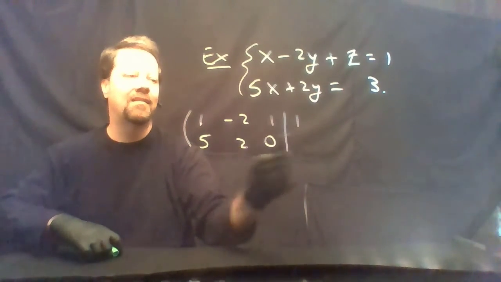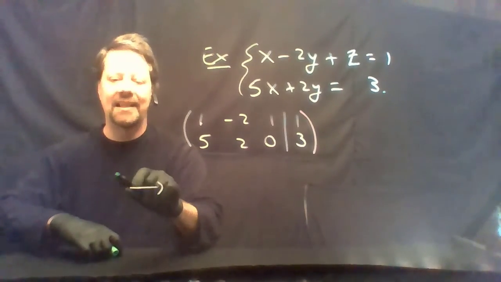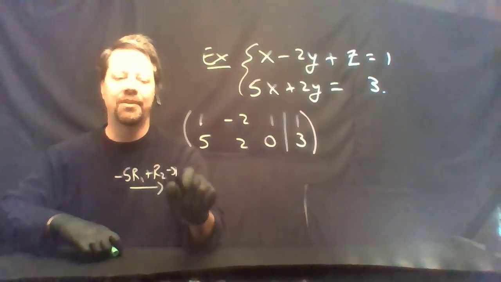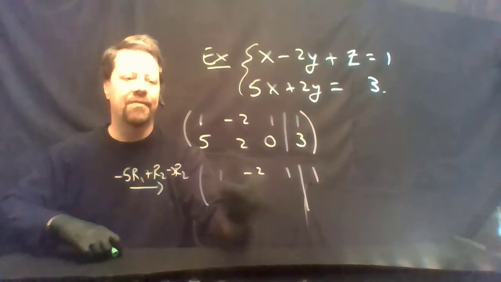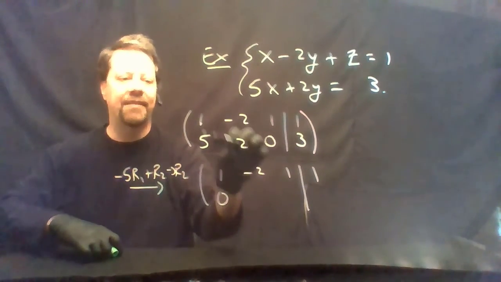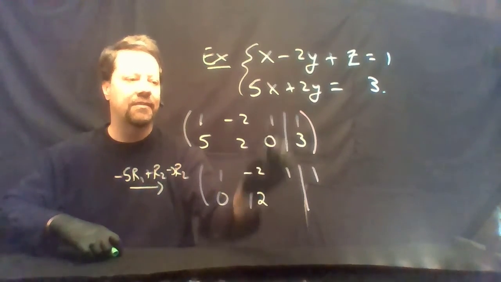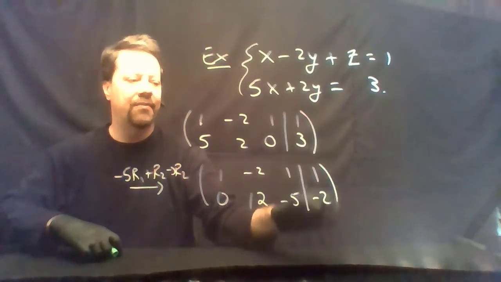We need to take negative 5 times row 1 and add to row 2 to yield a new row 2. It leaves the first row alone and gives us a 0 in this spot. Negative 5 times this plus this. Negative 5 times this plus this is 12. We'll have a negative 5 and then negative 2.